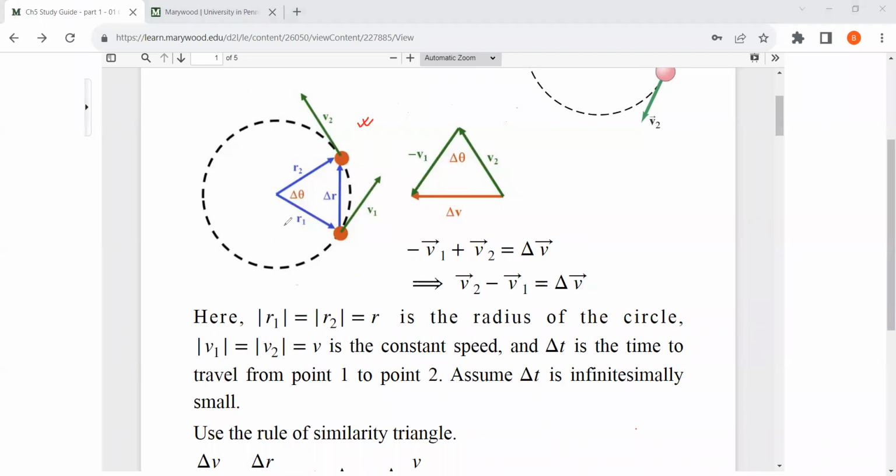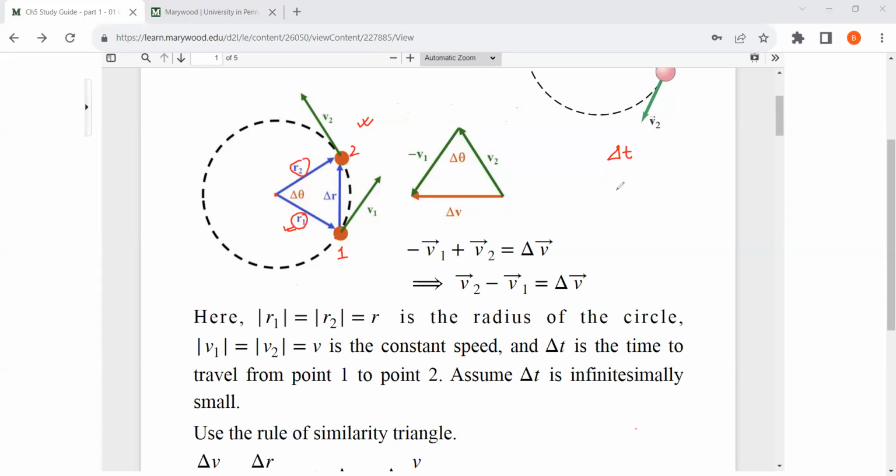So here this r1 is the radius. Let's say at some point the object is here, this is the initial position and this is the final position. Let's say to go from point 1 to point 2, we need delta t time. Now from here, this is the center. From the center we draw a vector. This is the radius vector at position 1, and the same thing, this is the radius vector at position 2.